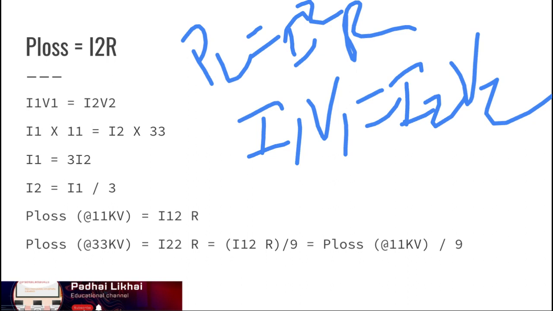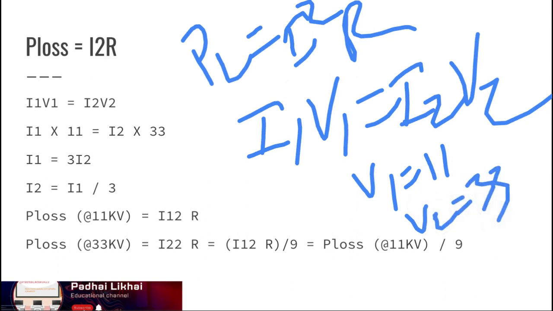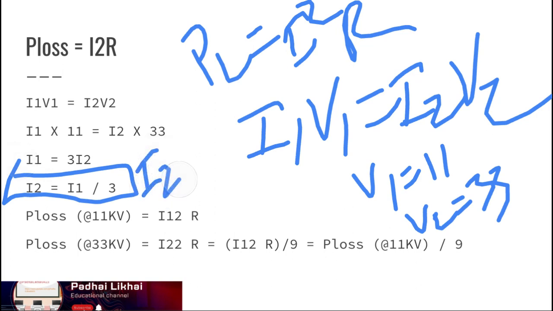As we are talking about the voltage being increased from 11 kV to 33 kV, V1 is 11 kV and V2 is 33 kV. If we replace V1 by 11 and V2 by 33, we end up with a beautiful relationship between I1 and I2, which says that I2 is simply I1 by 3.